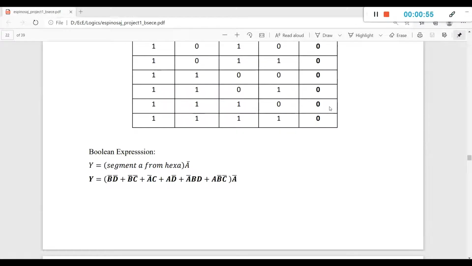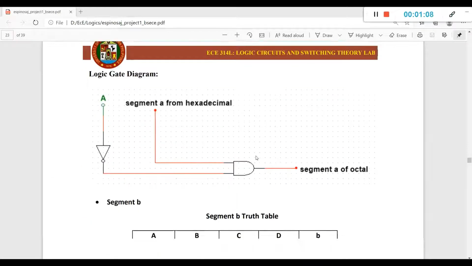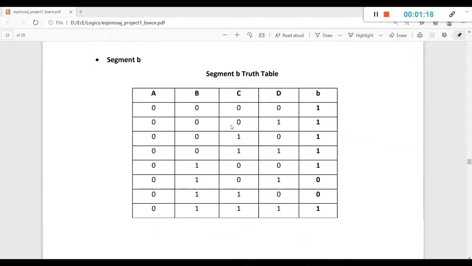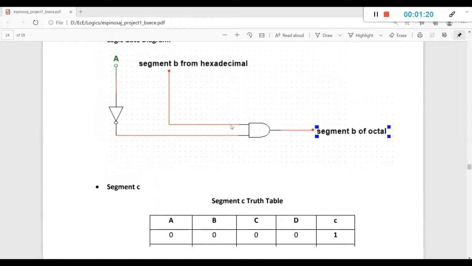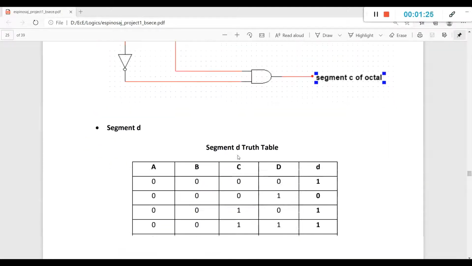For the Boolean expression, segment A from hexa is modified. So the Boolean expression that we obtain will be segment A from hexa and NOT A. And the corresponding logic diagram is here. So NOT A and segment A from hexadecimal will output at segment A of octal. And this is true for all the segments, so we apply it to all of them.